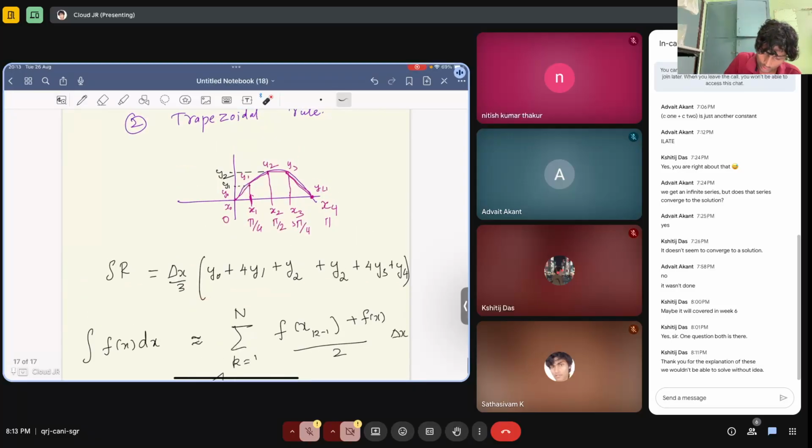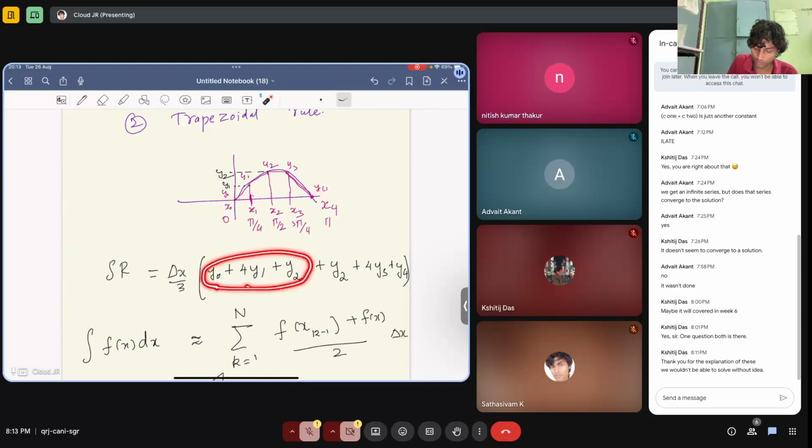Simpson rule, what you need is three points. First 3 points you take, and the next 3 points you take, and then basically what you're going to do is find the area of the 3 points each. So find the area of this, find the area of this, and then you will add it.